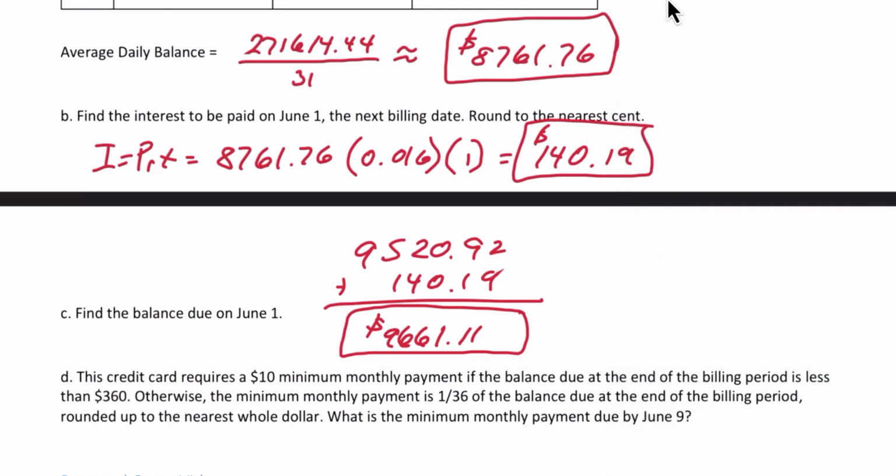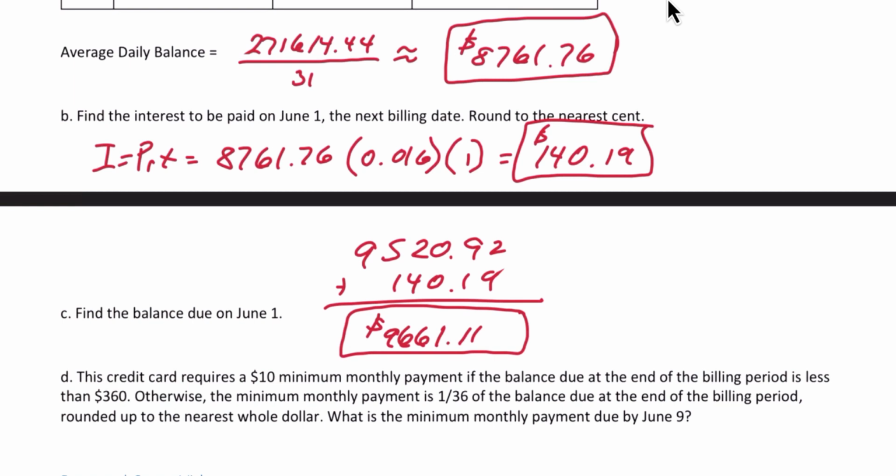The last question says the credit card requires a $10 minimum monthly payment if the balance due at the end of the billing period is less than $360. Otherwise, the minimum monthly payment is 1/36 of the balance due at the end of the billing period, rounded up to the nearest whole dollar. What is the minimum monthly payment due by June 9th?